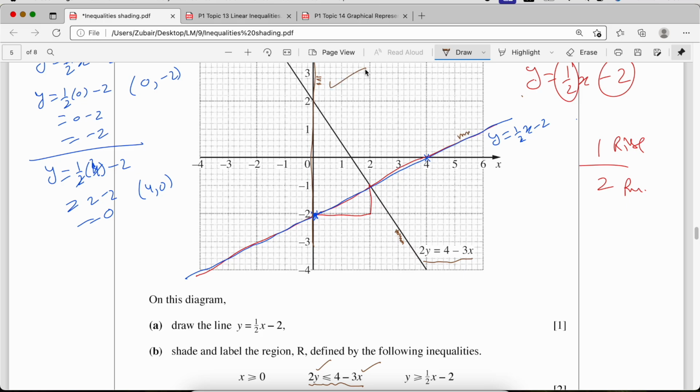Now I'm looking at these 3 markings, and I'm seeing where the mutual region is that satisfies all of them. It is below this line, to the right of this and on top of that. So this is the triangle which is satisfied by all these 3 inequalities.